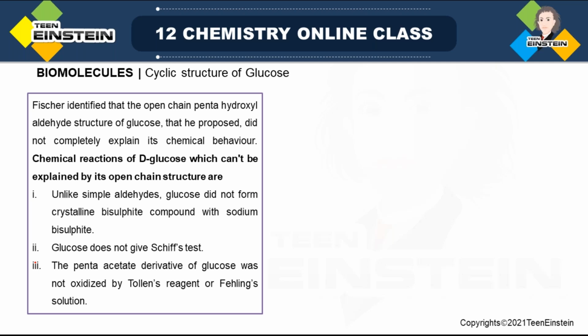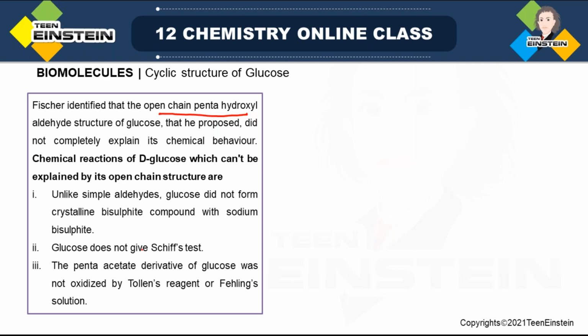So Fischer identified that the open structure that we have already seen, based on the evidences, cannot explain some chemical behavior. That is why the cyclic structure was introduced. So what are the chemical reactions that we cannot explain? Unlike simple aldehydes, glucose did not form a crystalline bisulfite compound with sodium bisulfite. The reactions I have already shown in the last class.